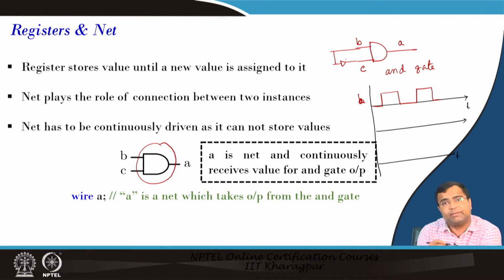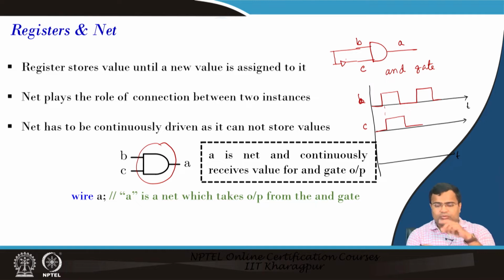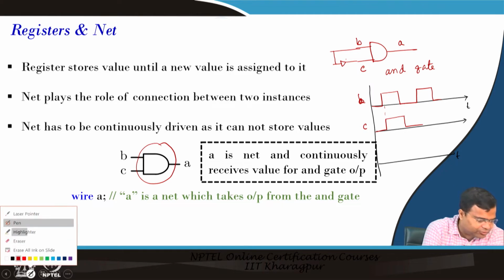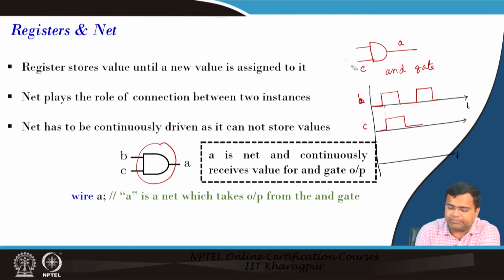That means B is the same as C, but because there is a delay, maybe trace delay or something, C will be little shifted here. And this delay we want to avoid, because we are ANDing two signals, the same signal, but you can take also another signal. What I am saying, even if you take another signal, there can be a propagation delay.